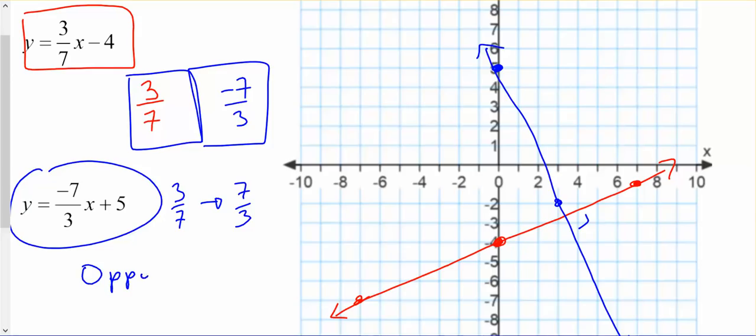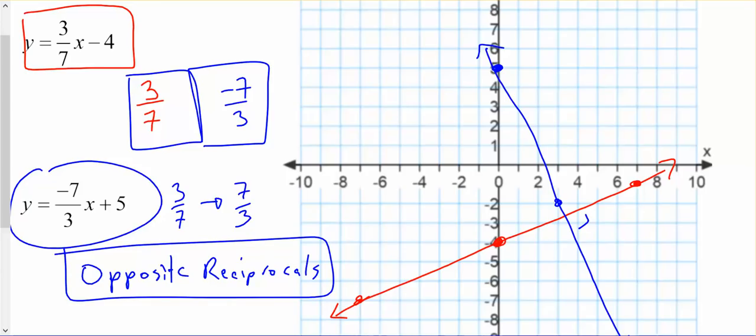So they're opposite reciprocals of each other. Just to practice, if I had a slope of 2/3, its perpendicular line would have a slope of -3/2. If I had a slope of negative 1/4, its opposite reciprocal would be positive 4/1.